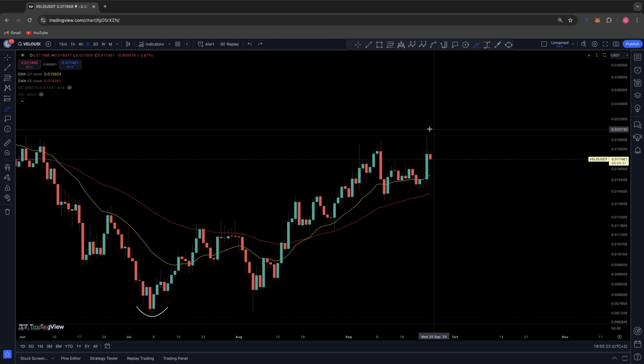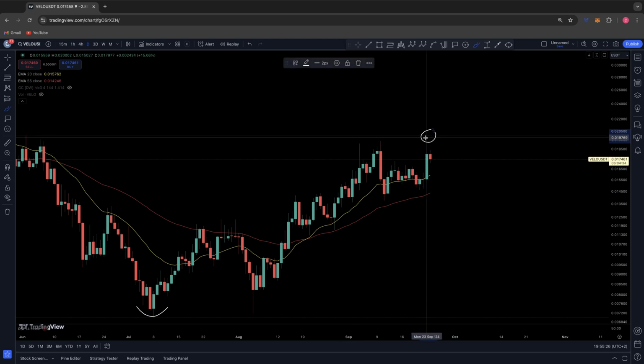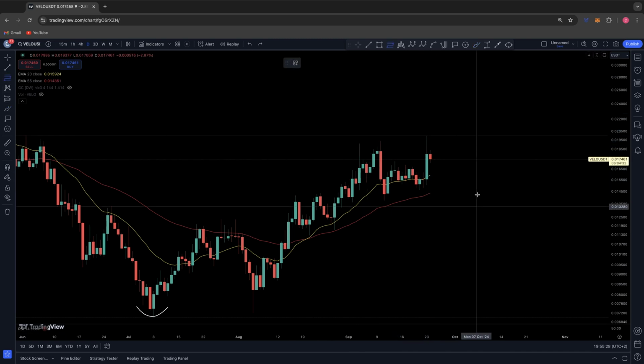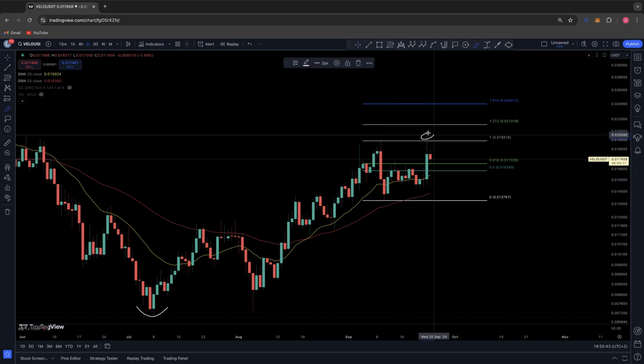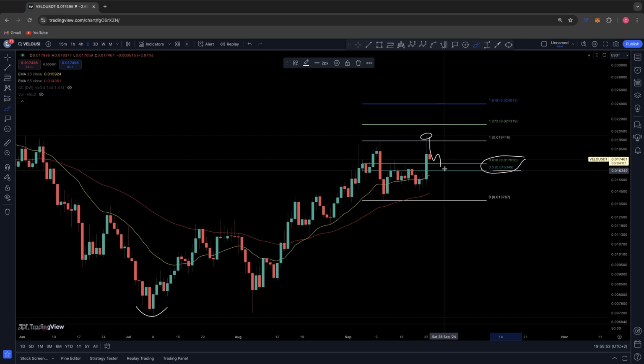Now, if we do start filling in this wick and taking out this 0.02, I think we pump up to 0.024, which was my target, because going from this low here on the 11th of September, retracing back to this high, we did actually take out the 1 fib yesterday, but we didn't close above it. So if we can hold support on the 0.5 and the 0.618 between 0.017 and 0.0163, see there you go, you've got that 0.0164 area right here on the 0.5, which was these previous levels of resistance.